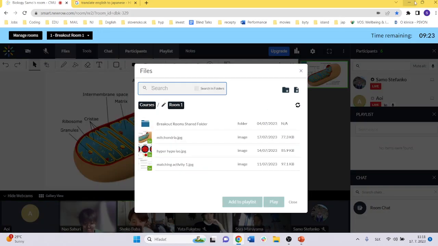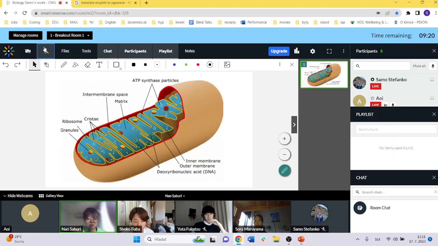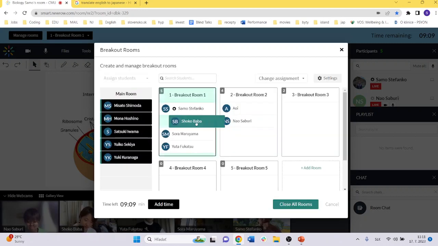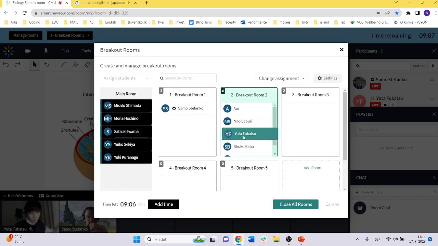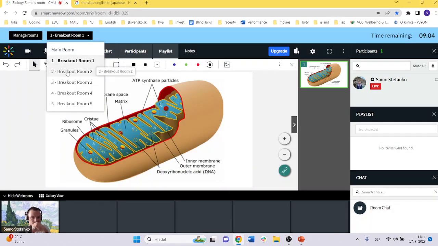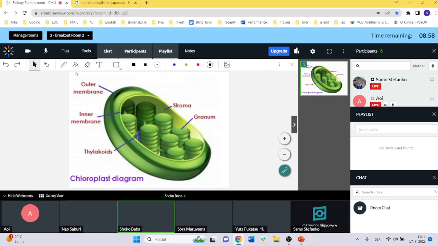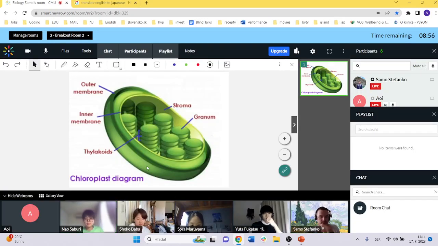Guys, I'm here and I'm uploading the chloroplast. Or I will do it differently. I will just put you in a different room. Guys, so here you are in the room for chloroplast. This is the picture you can use. And as I said in the main room, please try to collaborate with your colleagues. This is the main message of the activity. Great.